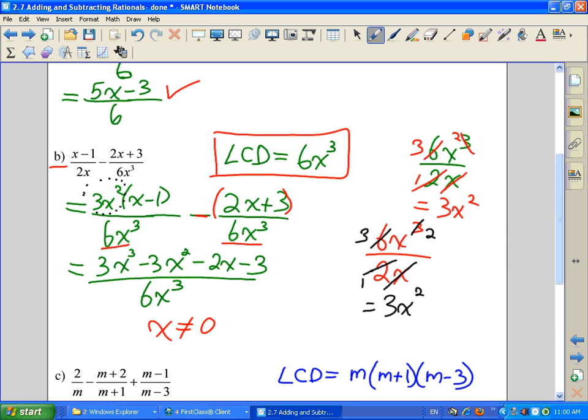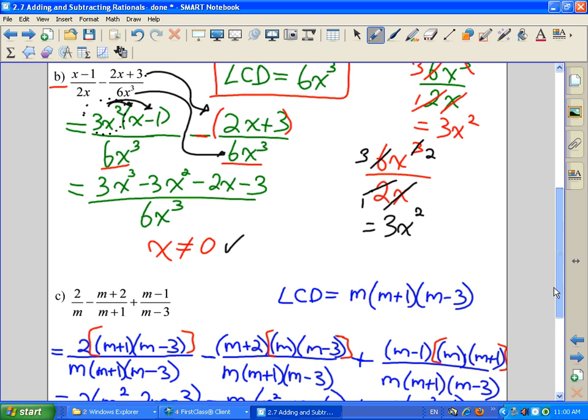Looking at the denominator, it has not changed. So to get from 6x cubed to 6x cubed, it stays the same. So if the bottom stays the same, so does the top. Then, ladies and gentlemen, all you need to do is use your distributive law. So you multiply through, collect like terms. And in this case, you can't collect like terms. But what we need to know, if they asked you for your restriction, is x cannot equal 0.